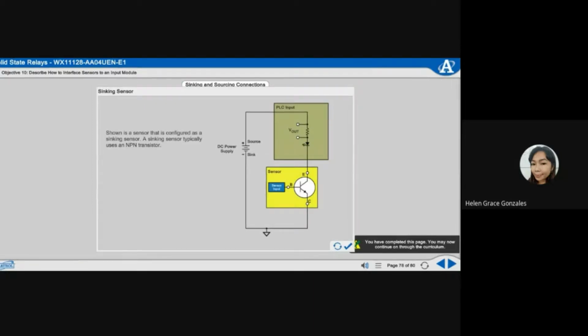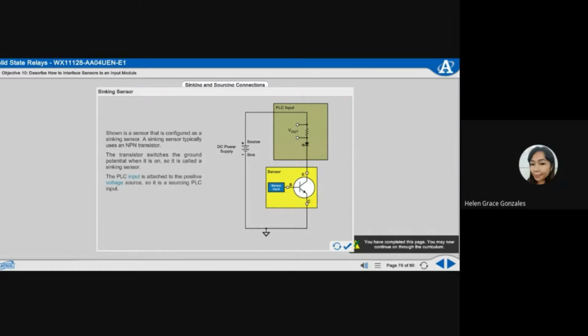Shown is a sensor that is configured as a sinking sensor. A sinking sensor typically uses an NPN transistor. The transistor switches the ground potential when it is on, so it is called a sinking sensor. The PLC input is attached to the positive voltage source, so it is a sourcing PLC input.